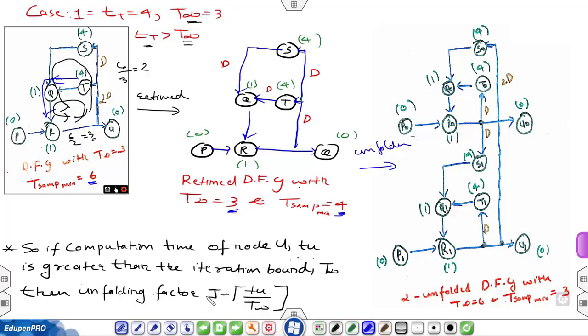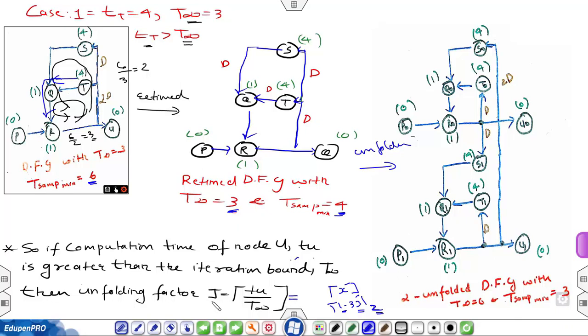And in this case, the unfolding factor will be the ceiling function of Tu by T infinity. So for the ceiling function of x, suppose x is 1.33. The ceiling function of 1.33 will give you 2. So the ceiling function of x gives the smallest integer greater than or equal to x. If x is 1.33, the smallest integer greater than 1.33 is 2.